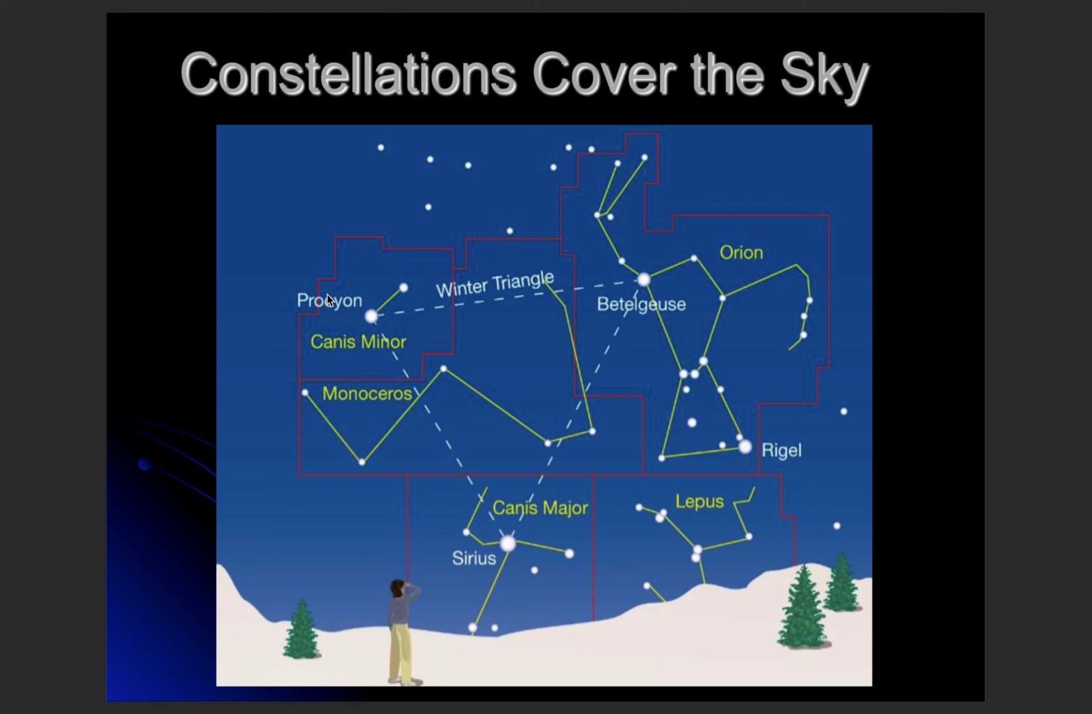In this case, the red line is the states, okay? So notice that the constellations all butt up against each other, so that every portion of the night sky is covered with a constellation.